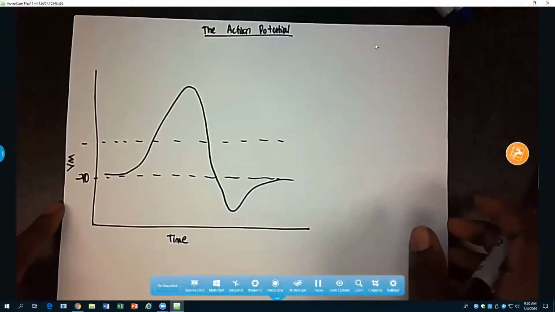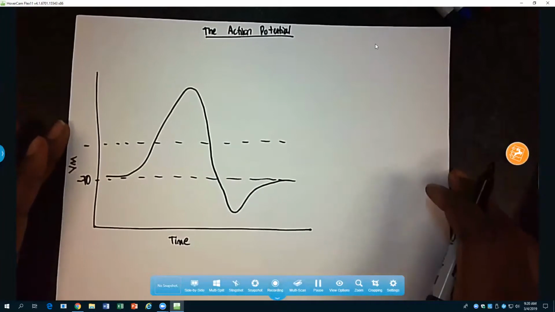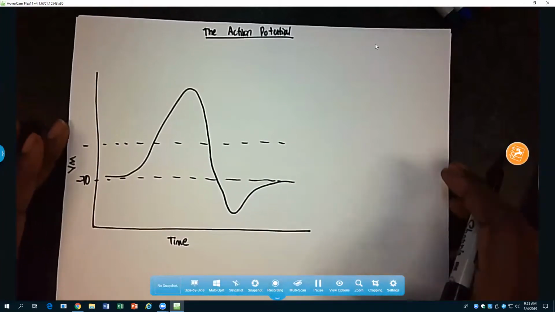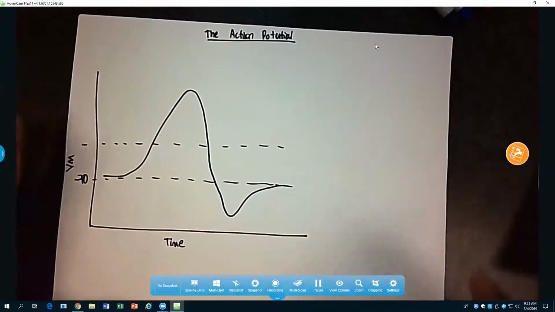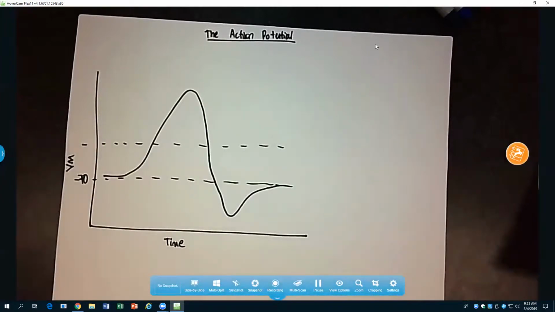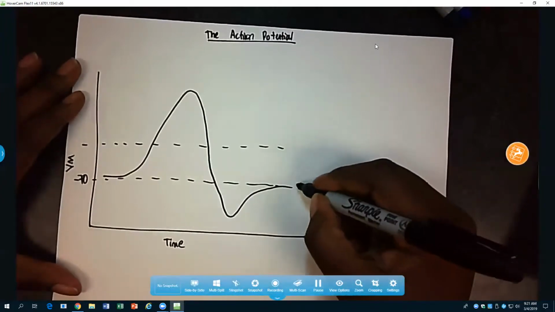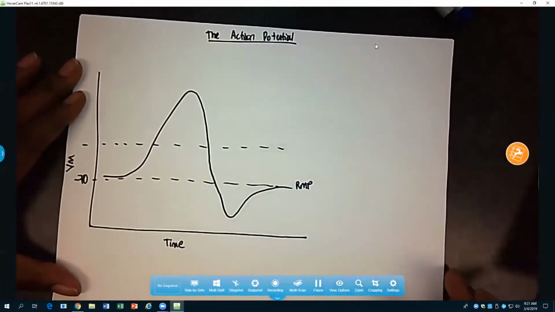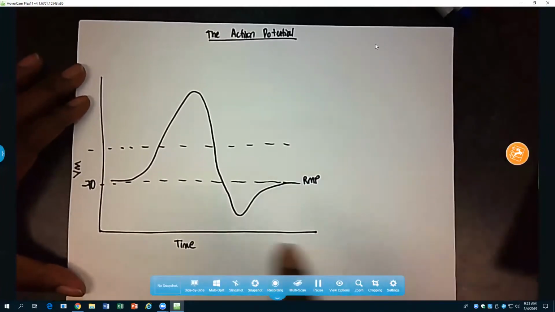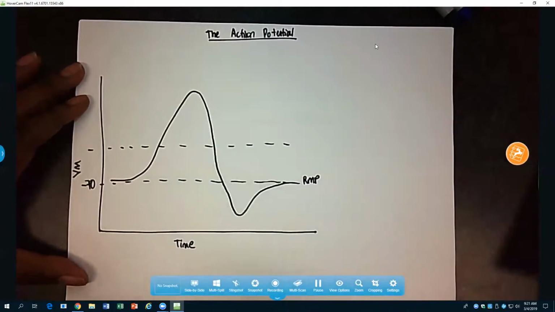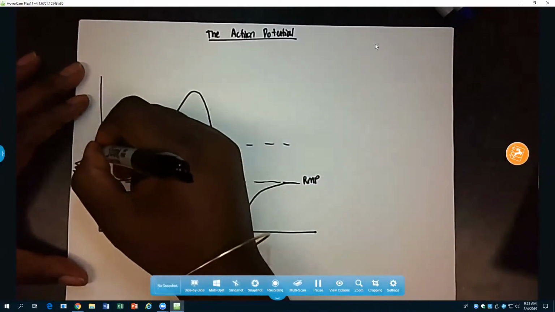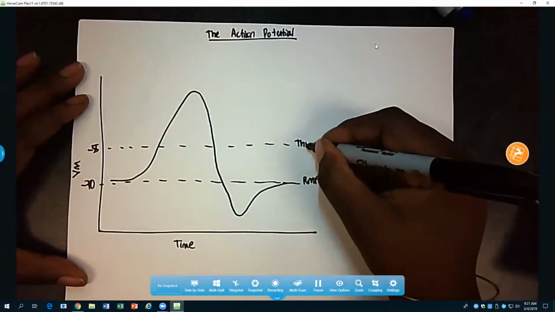That's not potassium, that is not threshold. What did we call -70? That was what's happening at rest, right? That's your resting membrane potential. And then we also mentioned threshold, which is what value? -55. So -55 millivolts is our threshold value.